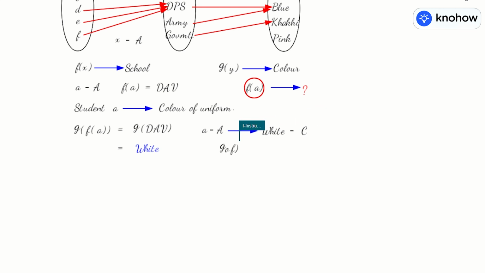So now I can say GOF of A is white. When we have two functions working one after the other, then to this situation we say that we are making use of composite functions. Now let me formally define what exactly we mean by composition of functions.